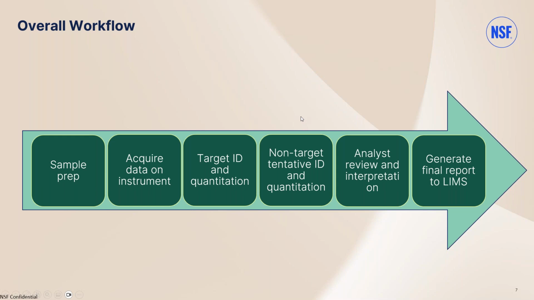So the problem that we had was with the non-target evaluation. The process that we had was entirely manual. It was slow, and it required highly trained chemists to do. Because of this, we began to accumulate a large backlog of samples, which was holding up our workflow.